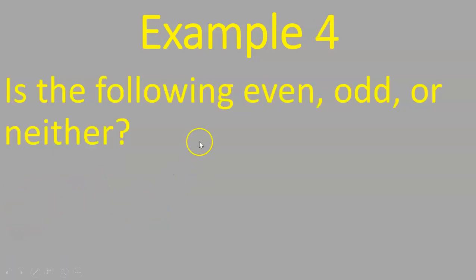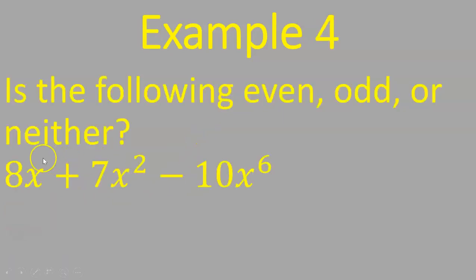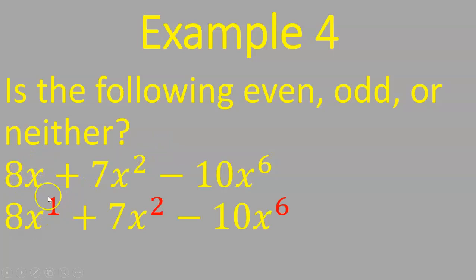Example 4: is the following even, odd, or neither? Again, here you have x with no visible exponent, but you do see the x. Therefore, that's x to the first power. And what we have is a combination of even and odd. This is odd. The other two, though, are even. Again, only looking at the red, we don't care about the coefficients. Because there's a mixture, this would be neither. It's neither even nor odd.